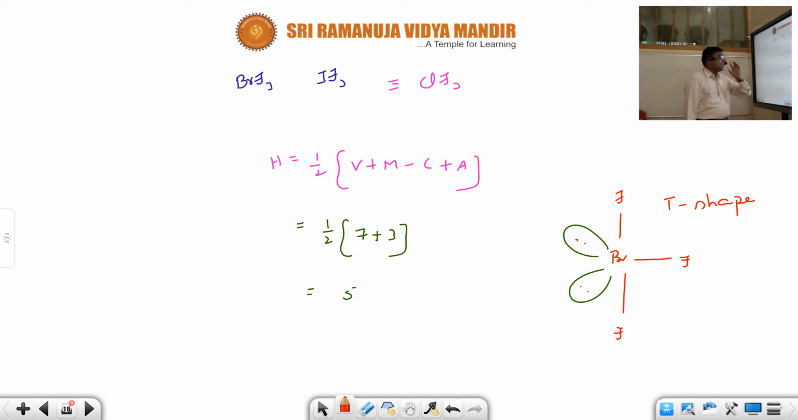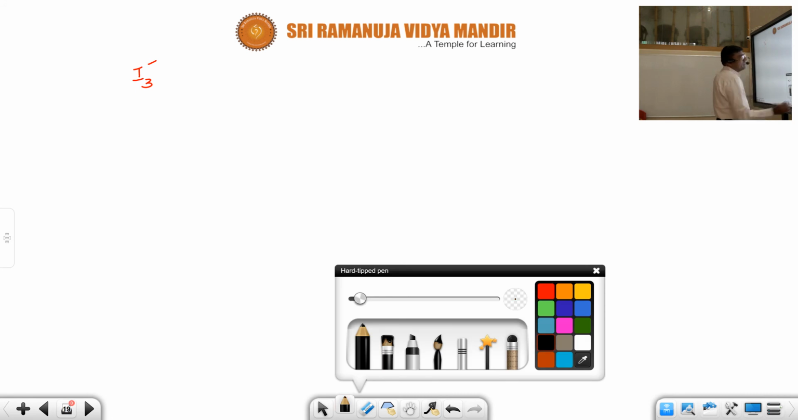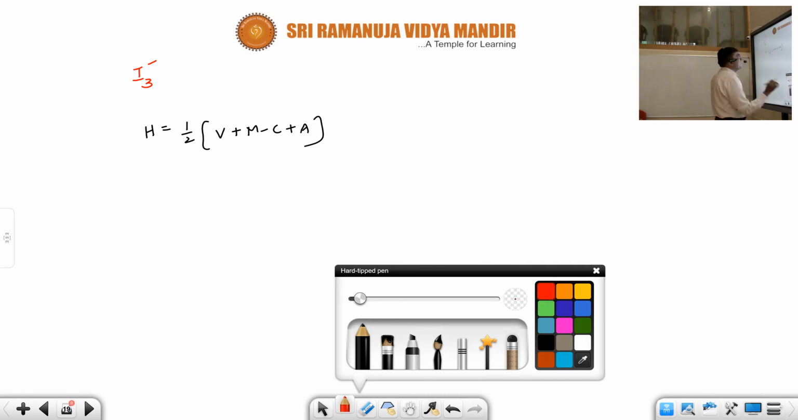T shape. Now let us solve for I3 minus. Students, here you should be very careful. H is equal to half into V plus M minus C plus A. Here students will be making a mistake. Why do they make the mistake? I am going to explain here.